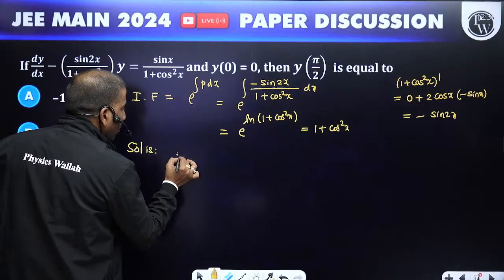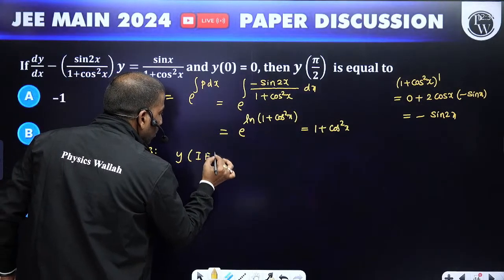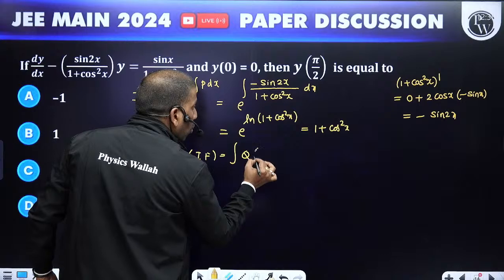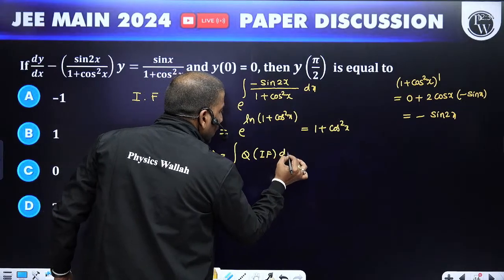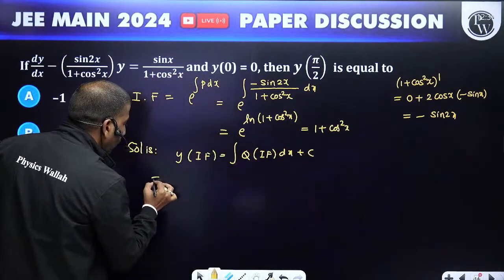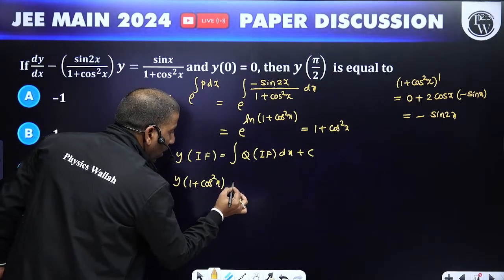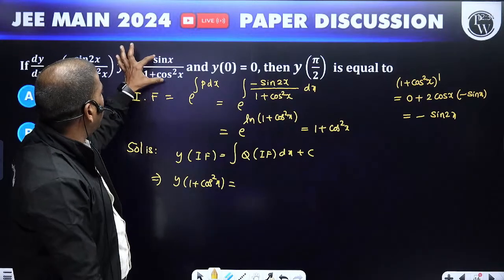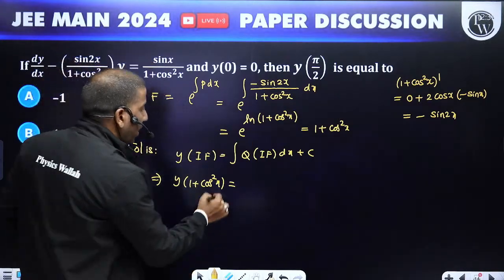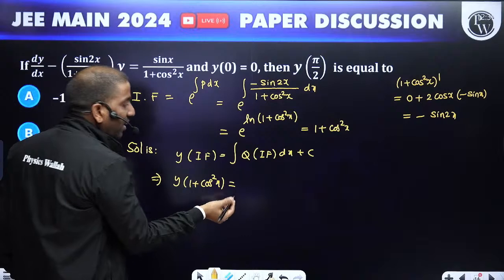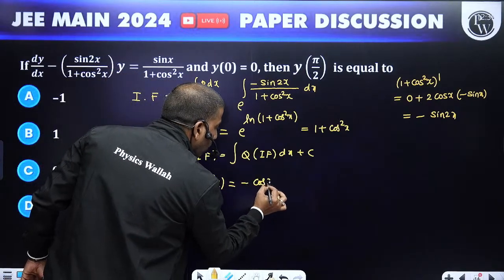Solution is, direct question it is given. Y times IF is equal to integral Q times IF dx plus c. So this is the answer. For that, y times 1 plus cos square x is equal to integral Q times IF. So 1 plus cos square x will get cancelled. Integral sin x is minus cos x plus c.